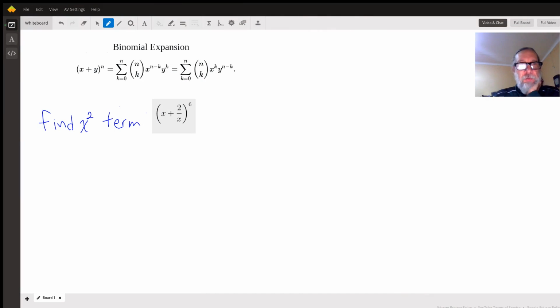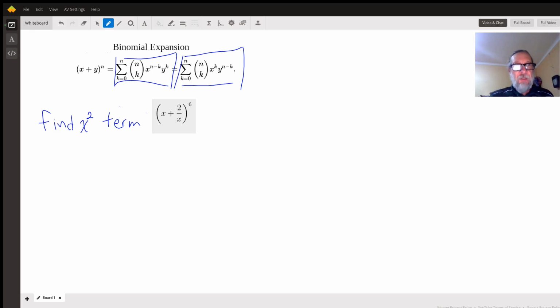Okay, for this problem, we're going to use the binomial expansion. So that's here. It's written in two different ways. This just means that the order of the x and the y doesn't matter. They could be switched. These two things are basically the same.